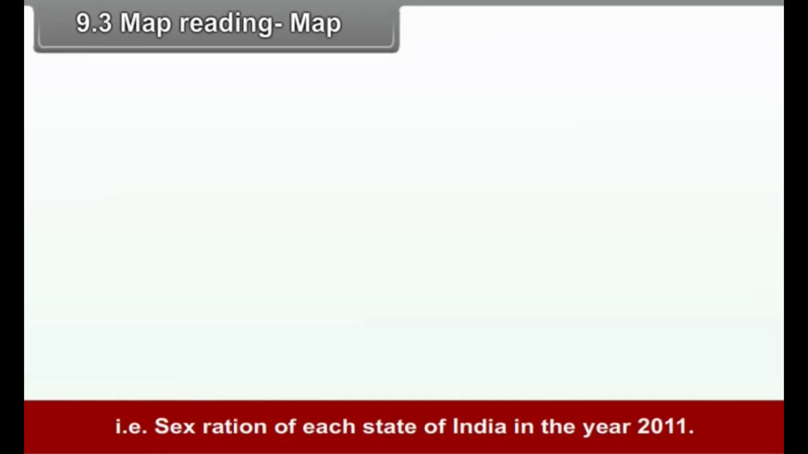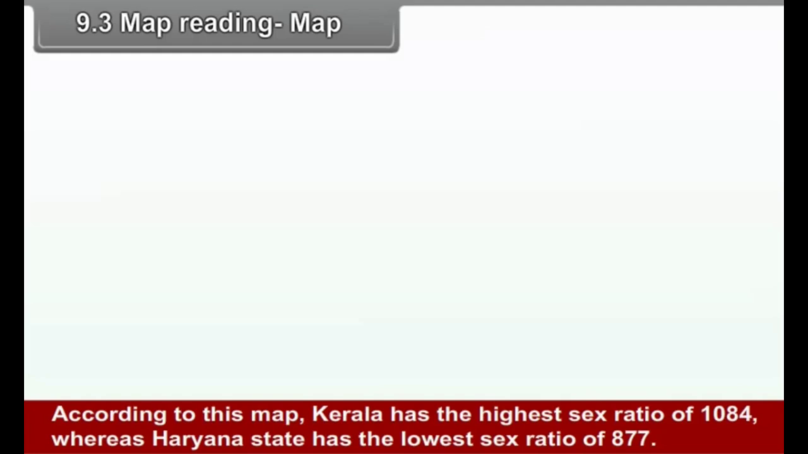Map in Figure 9.1b. It is a map of India that has a very specific theme, that is, sex ratio of each state of India in the year 2011. Different shades are used for different ranges of ratio of females per 1,000 males. Besides shades of color, actual sex ratio of each state is also given. According to this map, Kerala has the highest sex ratio of 1084, whereas Haryana state has the lowest sex ratio of 877.